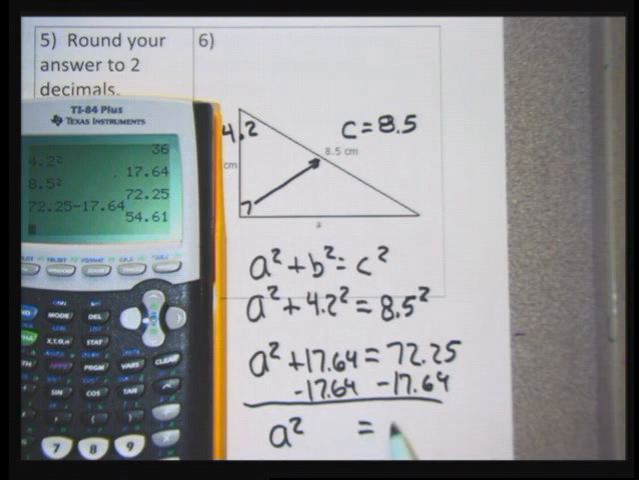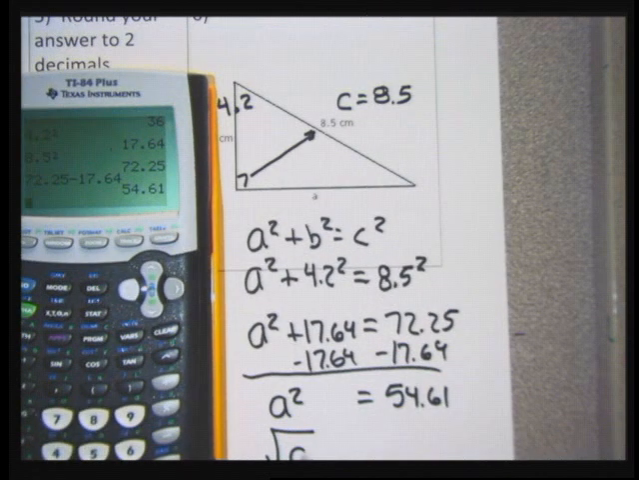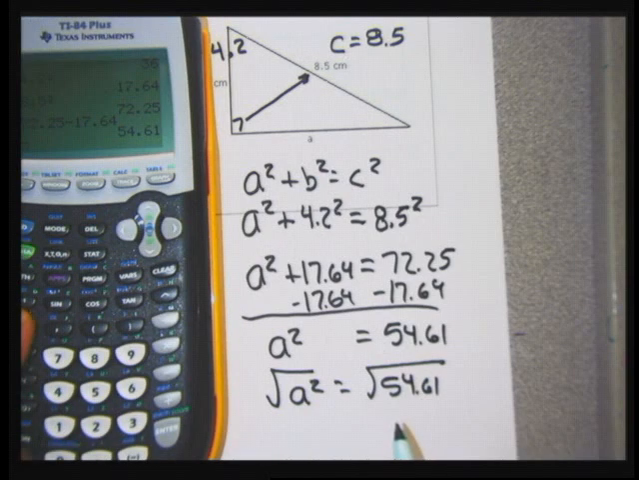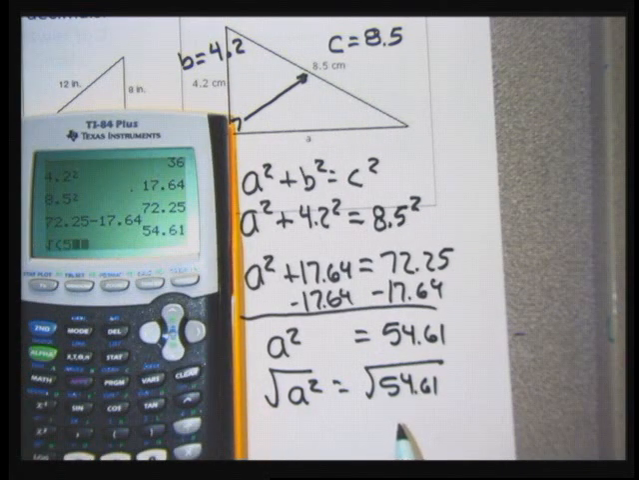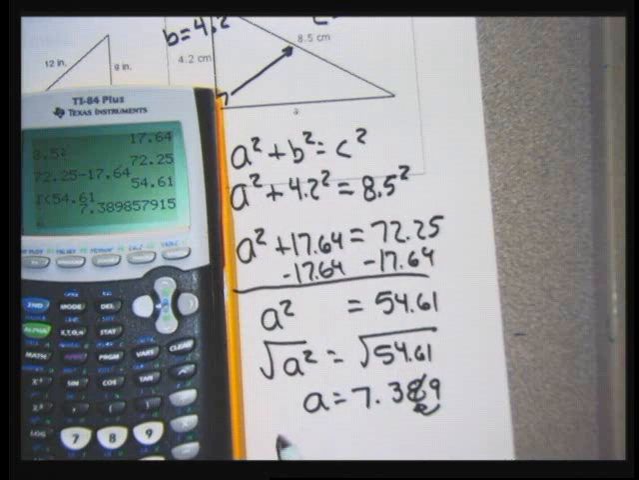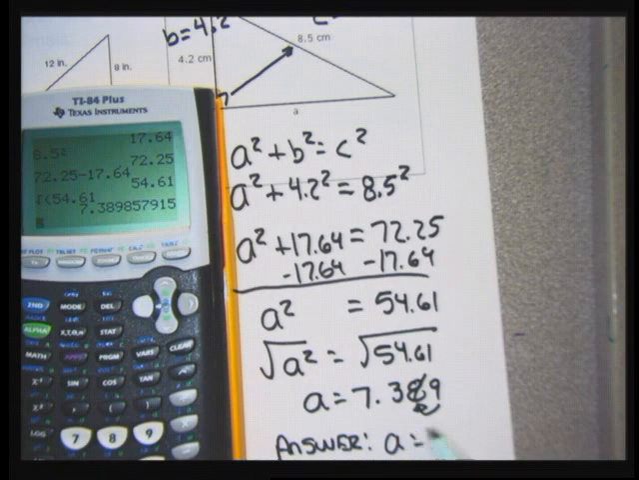So this leads me to A squared on the left side and 54.61 on the right side. And then I'm going to do the square root of A squared equals the square root of 54.61. I don't need plus or minus, because the sides of the triangle are always positive. Now I need to go second square root of 54.61, and I'm going to get A, and to 3 decimals, it's 7.389. I'm assuming the problem said to round to 2 decimals, so I'm going to round this 8 up to a 9, and for my answer, I'm going to put the units back in after it's rounded. I'm going to say A is 7.39 and my lengths are in centimeters.